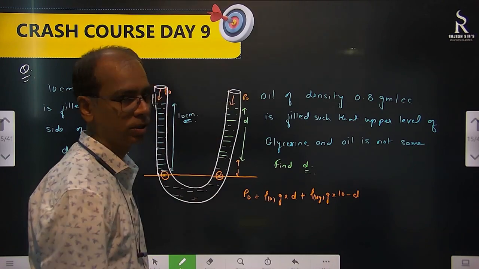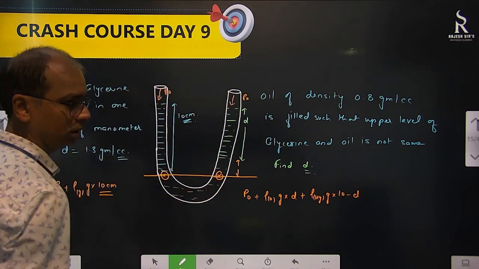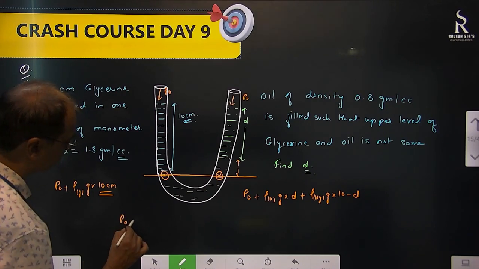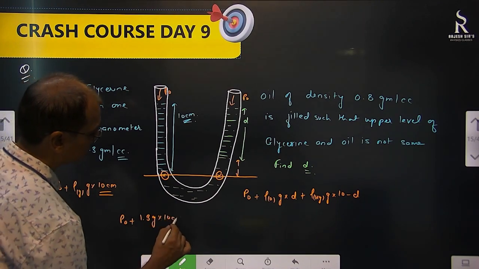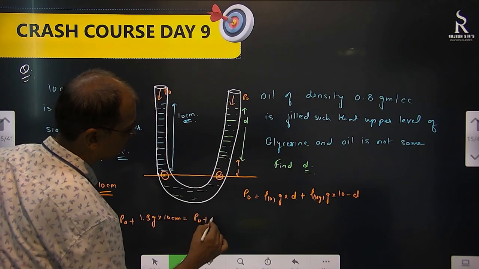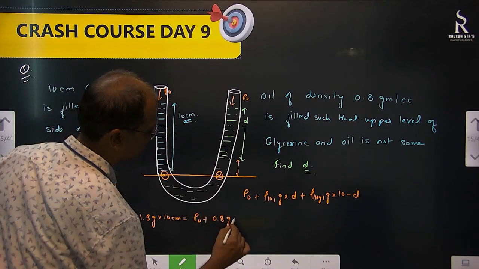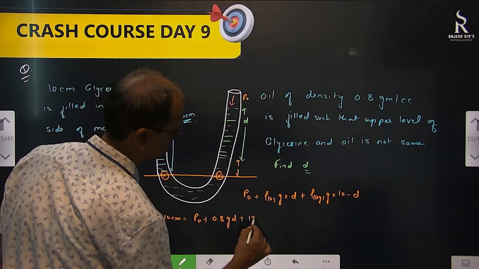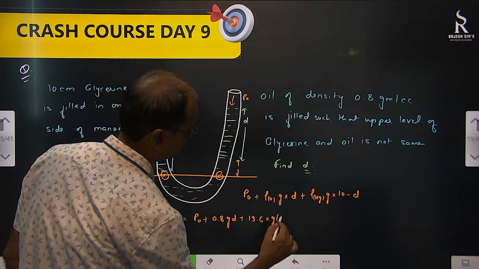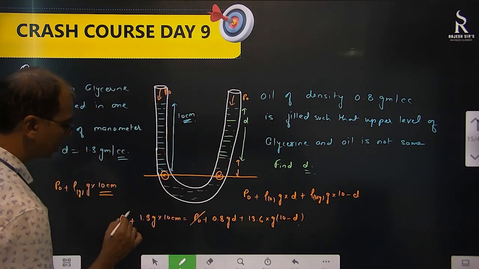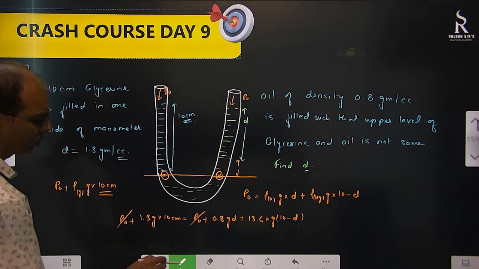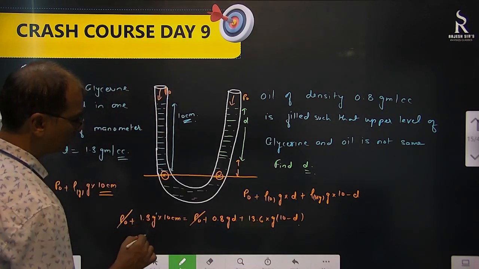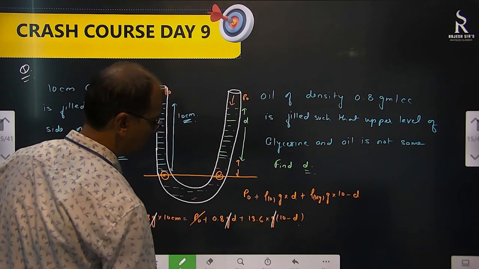Now everything in CGS, let it be in CGS, there is no problem. Okay, now we are going to equate both, that's all. So P naught plus density of glycerin 1.3 into G into 10 centimeter. Here P naught plus density of oil 0.8 into G into D plus density of mercury 13.6 into G into 10 minus D. P naught is cancelled. Okay, what is this? This is 13G. Or rather G we can cancel throughout. That is also possible. Okay, so here is also G and here is also G. G is cancelled.